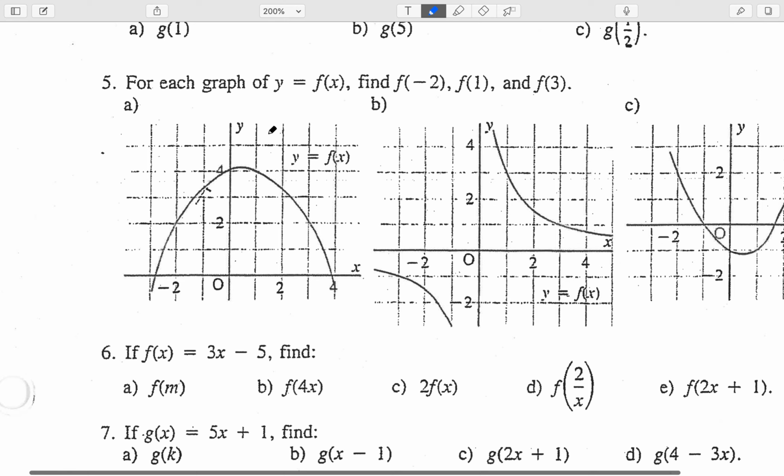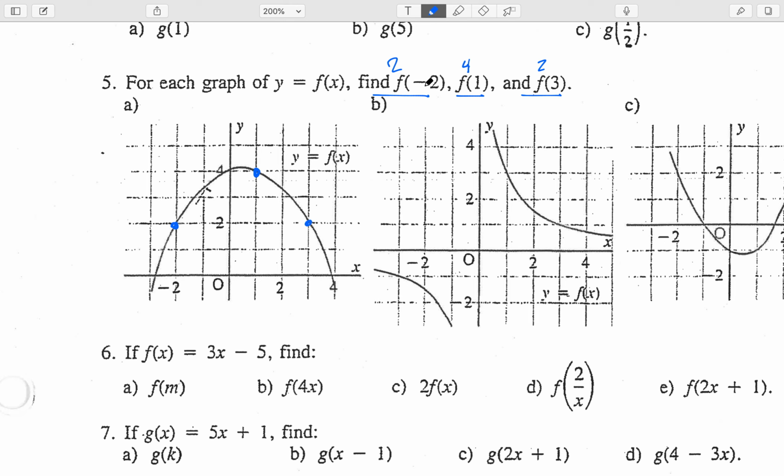Here they don't give you an equation, but they give you a graph. Okay, so for A, they want you to find f of negative 2, f of 1, f of 3. So when the x value is negative 2, y value is 2. When the x value is positive 1, so go back to here, positive 1, the y value is 4. And when the x value is 3, 1, 2, 3, y value is, looks like it's 2. Ta-da, that's it.